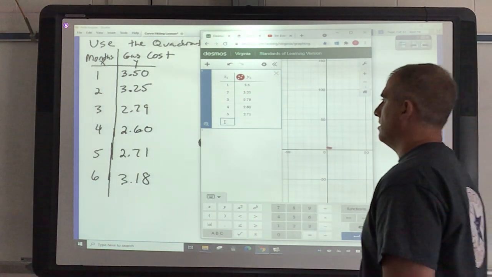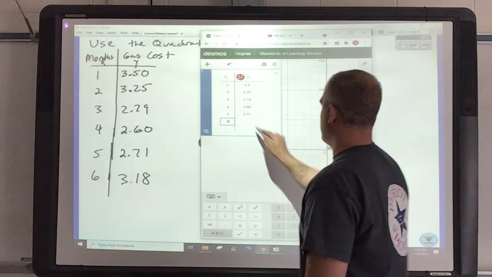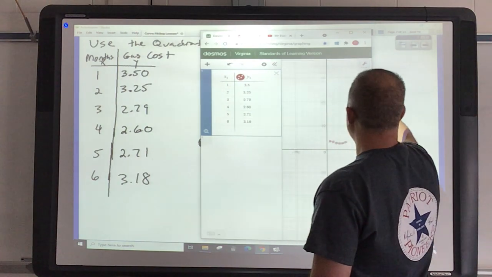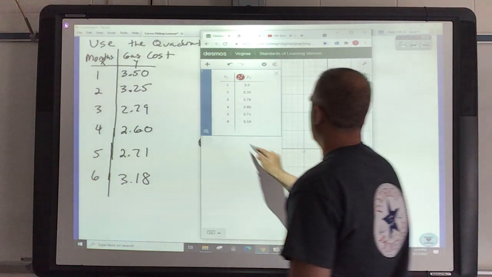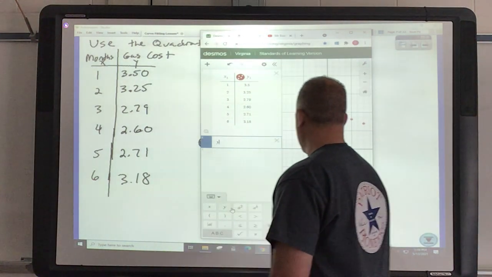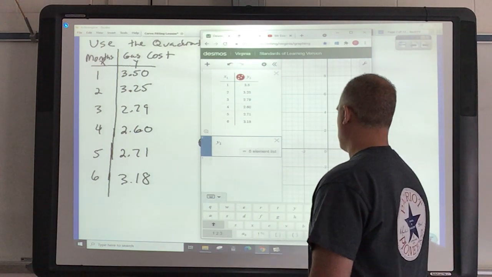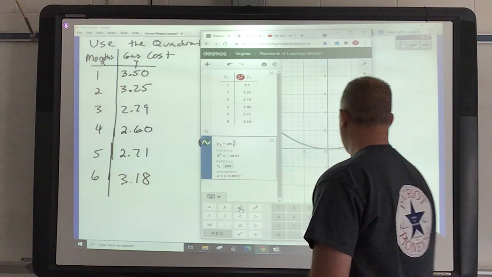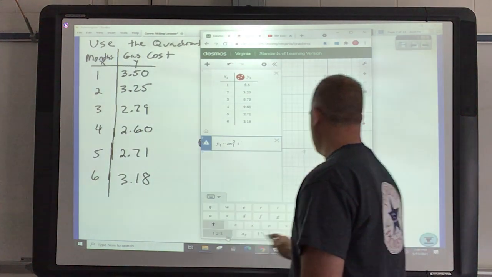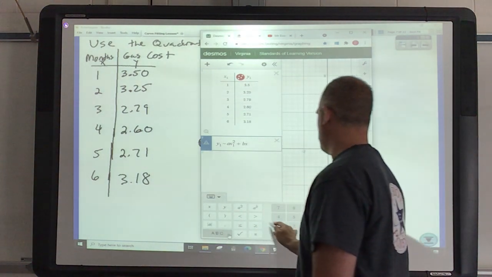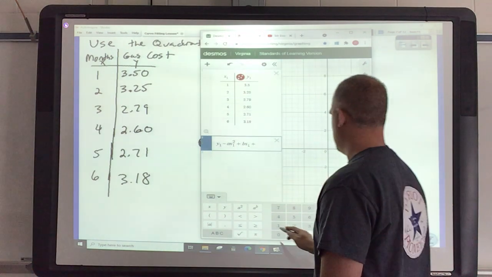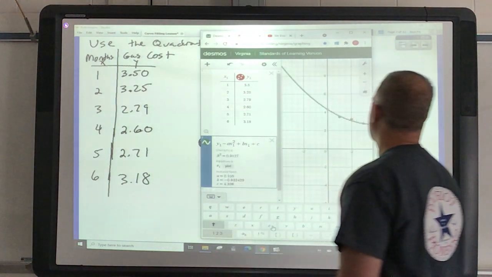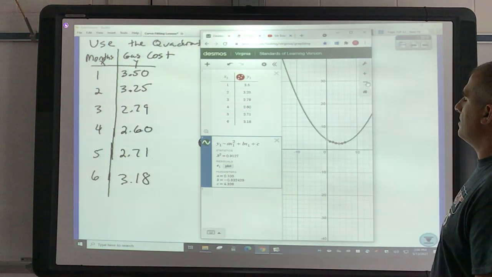Okay, load this in there, that's $6 and $3.18. I'm going to zoom in. All right, I got y1, curve thing, a x1 squared plus b x1 plus c. Okay, let me go ahead and zoom out a little bit.